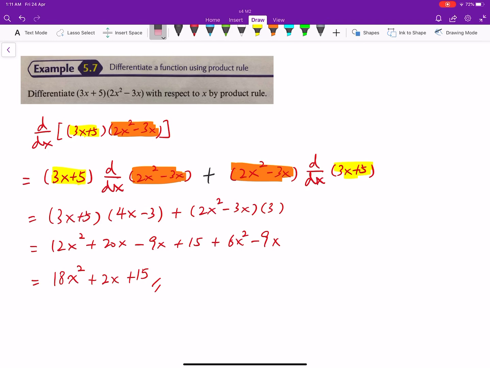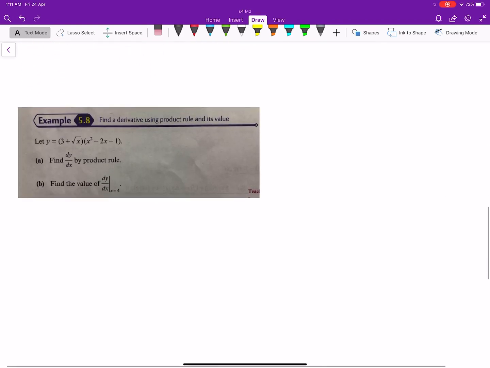Here I made a mistake. This should be minus instead of plus. So I double check the expressions. Let's see. Okay, it should be fine now. So let's go to the next one.